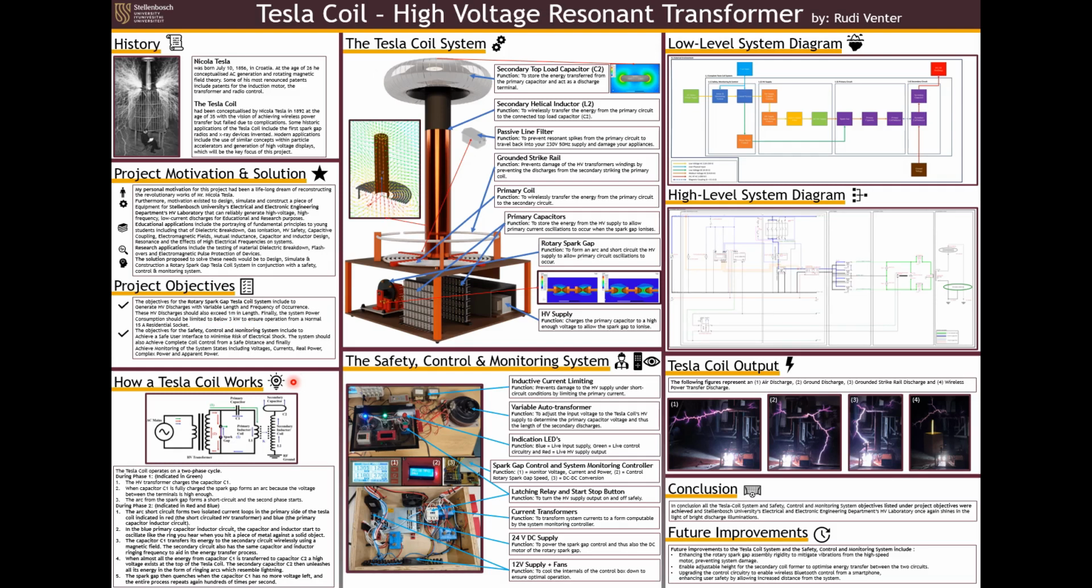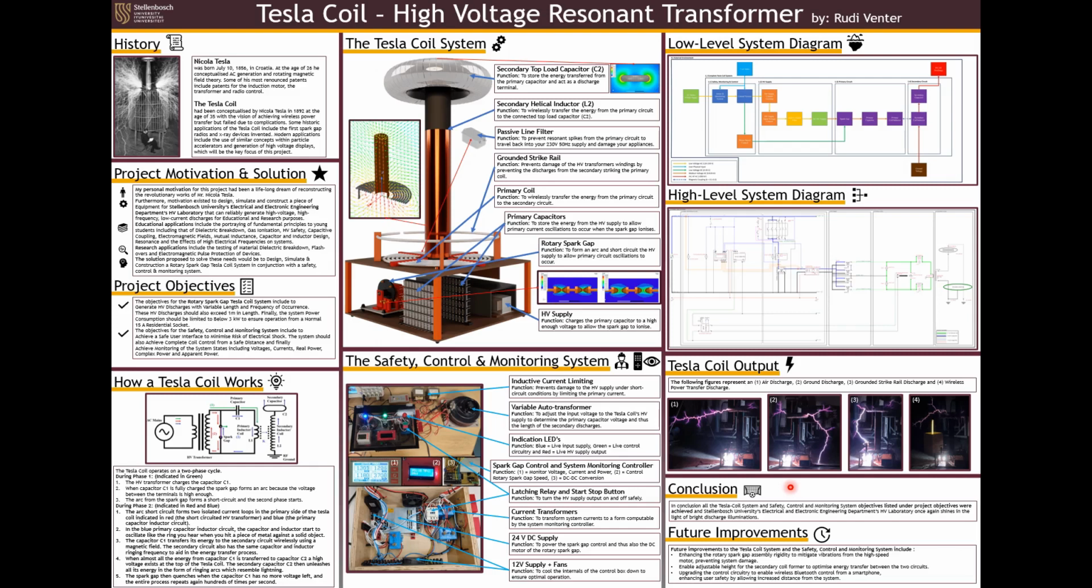Then, a brief introduction on how a Tesla coil works, and the complete Tesla coil system with a function of the individual components. Also, some fields on the secondary capacitor, the primary and secondary inductor, and the rotary spark gaps are shown. Then, the function of all the individual components of the safety control and monitoring system are shown here. Also, a low-level system diagram for easy digestion of the system, and a high-level system diagram for the more experienced reader. The Tesla coil output is shown here, with air discharges, ground discharges, strike rail discharges, and wireless power transfer.